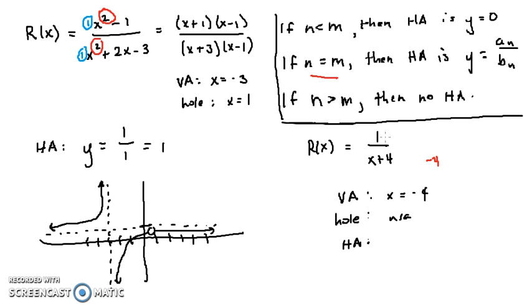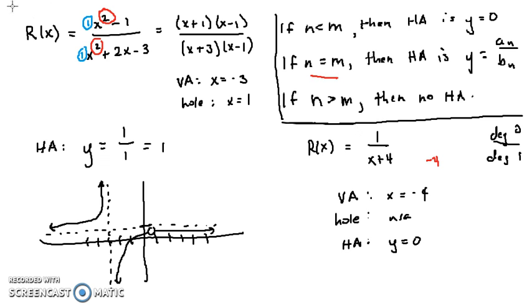Now horizontal asymptote. Okay, on top, this is actually degree 0 because there are no exponents. There are no x's, so there's no exponents. So this is degree 0 on top and degree 1 on the bottom. So top is less than bottom. So our horizontal asymptote is automatically y equals 0.